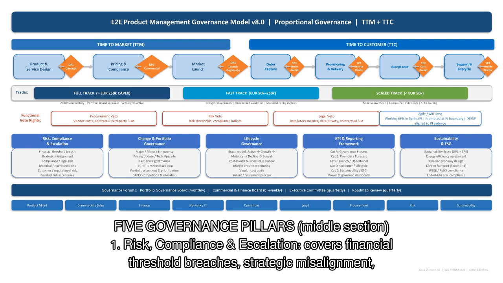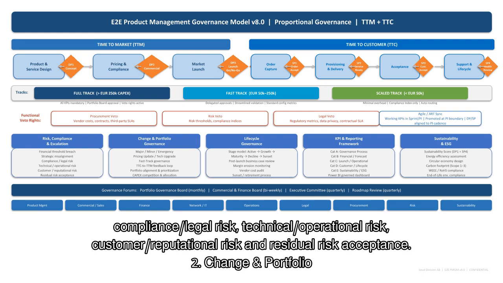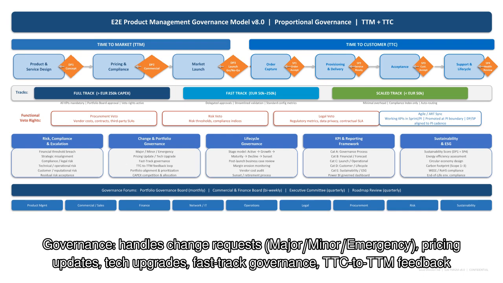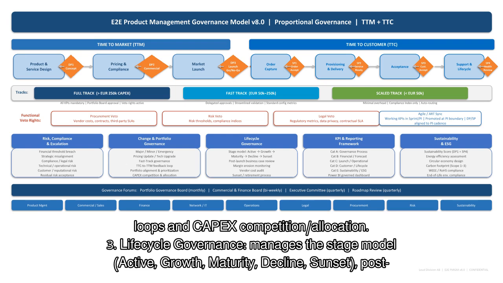5 governance pillars, middle section. 1. Risk, compliance, and escalation covers financial threshold breaches, strategic misalignment, compliance/legal risk, technical/operational risk, customer/reputational risk, and residual risk acceptance. 2. Change and portfolio governance handles change requests, major, minor, emergency, pricing updates, tech upgrades, fast-track governance, TTC to TTM feedback loops, and CAPEX competition/allocation.